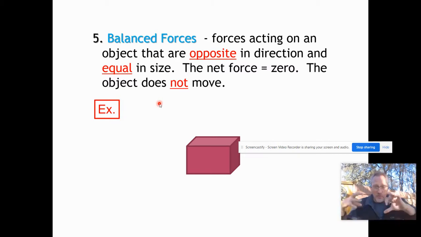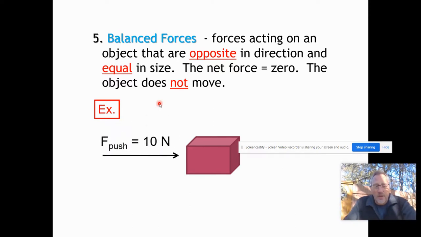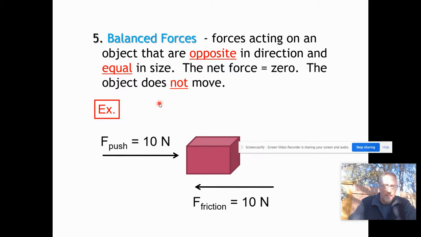Okay, balanced forces: when everything acting on it is equal, so it doesn't move. If you're in balance, you're not moving. You're in balance. Everything is perfect. So for this situation, there's a push on this box that's 10 newtons to the right. Friction is trying to stop it with 10 newtons to the left.